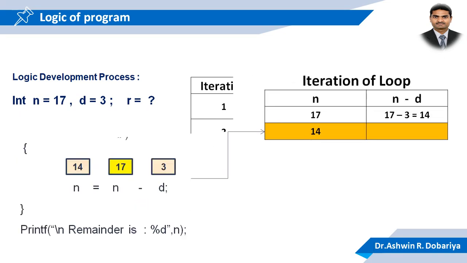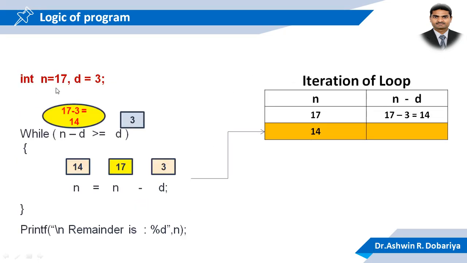Let's see the step by step execution. In this program, how many variables do we require? Definitely two variables: n and d, both values we will take from the user, the number and the divisor. But here for understanding, I have assigned the initial values n equal to 17 and d equal to 3.